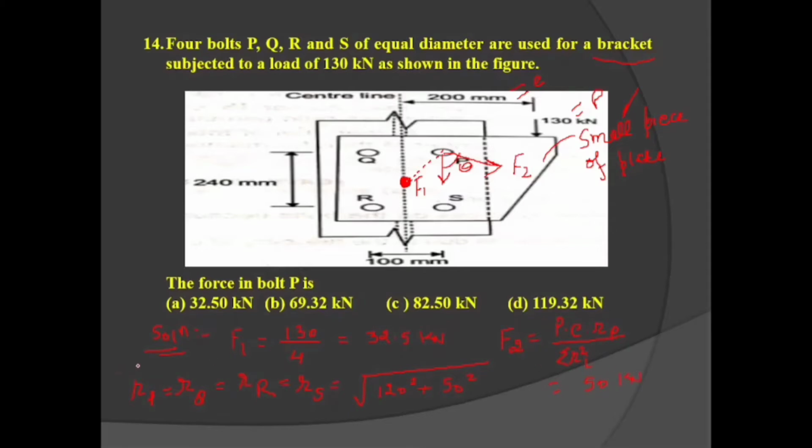Now we have F1, we have F2. Now the resultant can be found using the value of theta. Theta value is simple: the tangent of theta is equal to perpendicular divided by base. So tangent of theta is equal to perpendicular 120, base 50. So after calculation, I found the value of theta is equal to tan inverse of 120 by 50, that is 67.38 degree. So we have all the values of F1, F2 and theta.